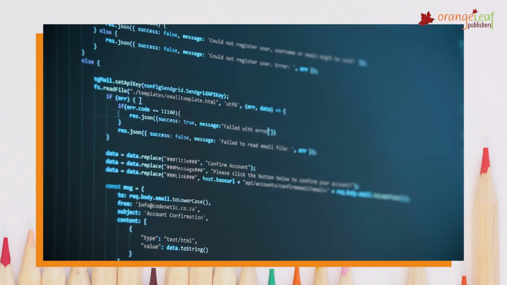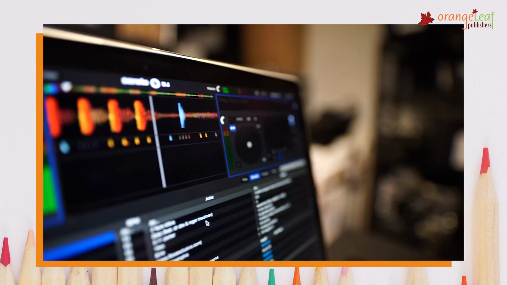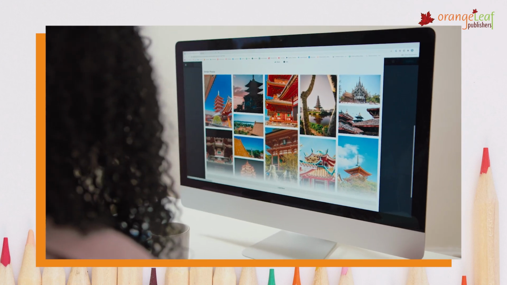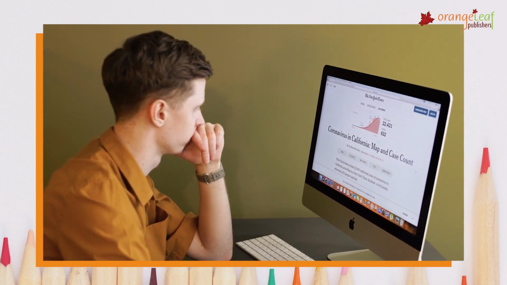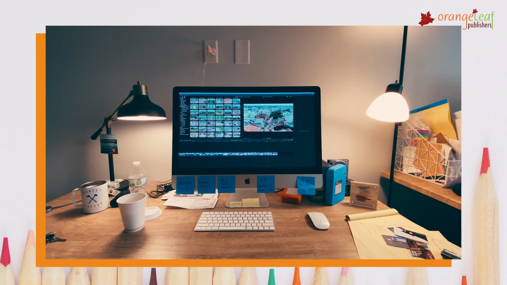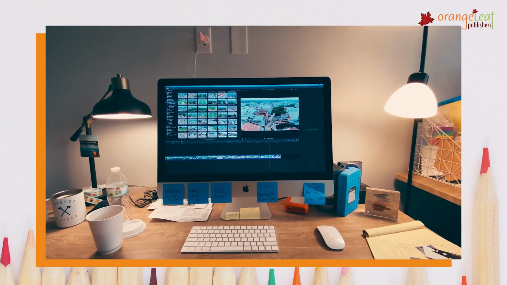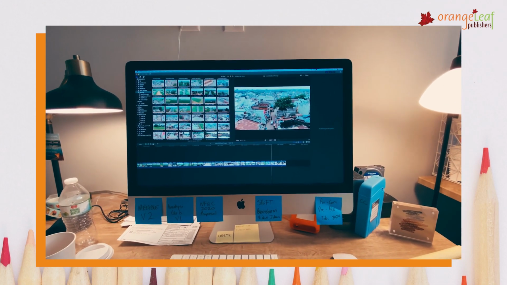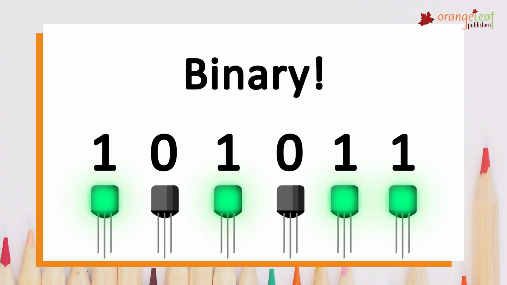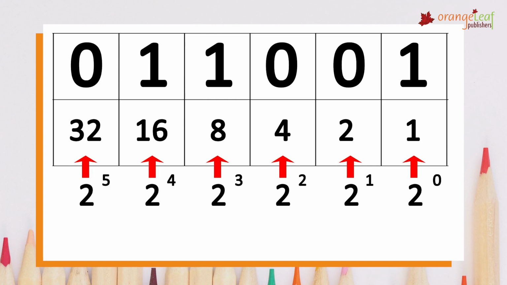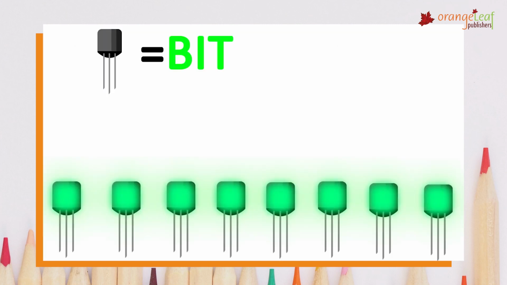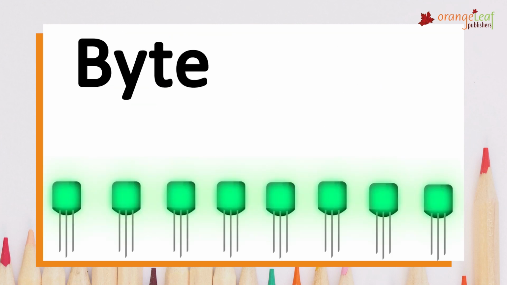Data is a collection of raw facts like sounds, pictures, graphics, numbers and text, which have no meaning. The processed data that conveys meaning to the user is known as information. Data that is fed into the computer is converted into machine code, that is 0 and 1. These two digits, 0 and 1, are called bits or binary digits.